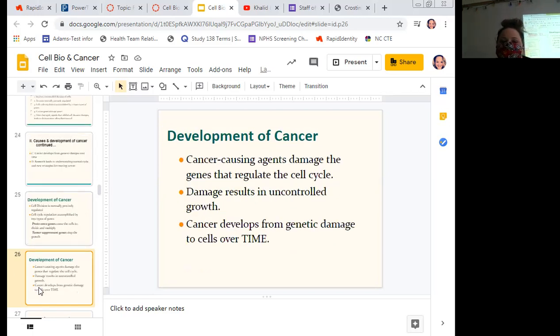Moving forward, cancer-causing agents damage the genes that regulate the cell cycle. We have driven that point home. What's a cancer-causing agent called? A carcinogen, okay? What is a carcinogen? Give me an example. Smoking, tanning, pollution, lifestyle, okay?